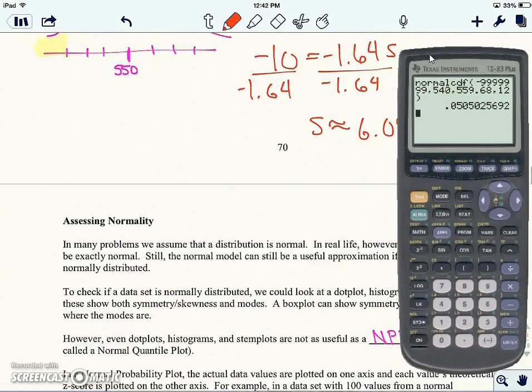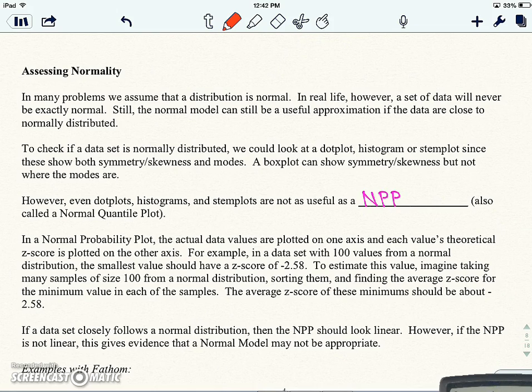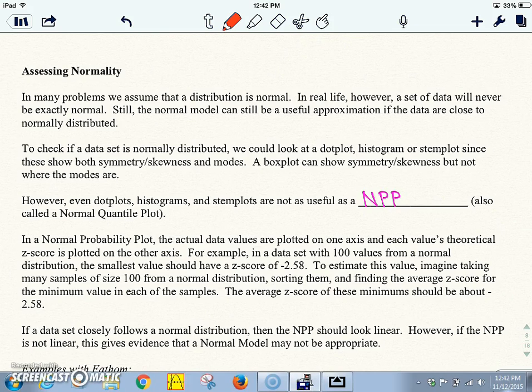All right, last little bit, assessing normality. In many problems, we assume the distribution is normal. In real life, however, a set of data will never be exactly normal. Still, the normal model can be useful if the data are close to normally distributed. To check to see if a data set is normally distributed, we could look at a dot plot, a histogram, or a stem plot, since both of these show symmetry, skewness, and modes. A box plot can also show symmetry and skewness, but not where the modes are. We need it to be unimodal.